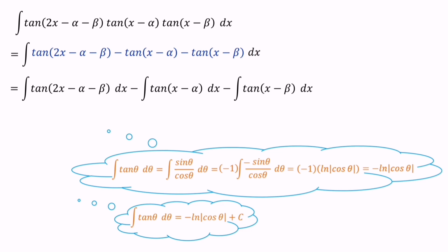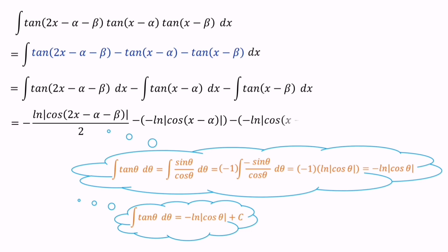Using this equation, we can write the integral of tan(2x minus alpha minus beta) as minus ln cos(2x minus alpha minus beta) divided by 2. Here, the coefficient of x equals 2. That's why we divide this answer by 2. The integral of tan(x minus alpha) equals minus ln modulus cos(x minus alpha). The integral of tan(x minus beta) we can write as minus ln modulus cos(x minus beta).